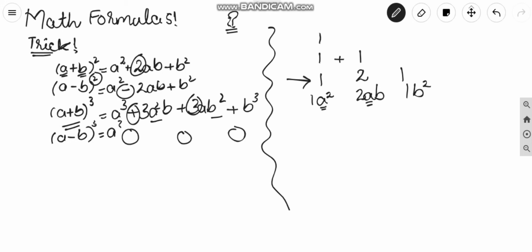Now if you expand it for plus, just write all the signs of plus. But if you want to expand it for minus, just alternate the signs. For example, firstly there is plus, write as it is, plus a square, then alternate it, it will become minus 2ab. There is minus, so alternate it, there will be again plus. This is a method you can expand the formula without memorizing it.